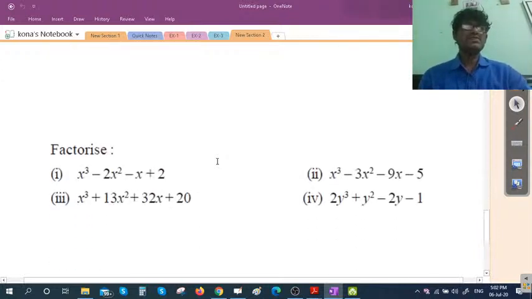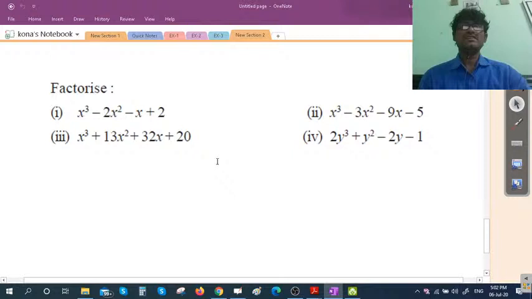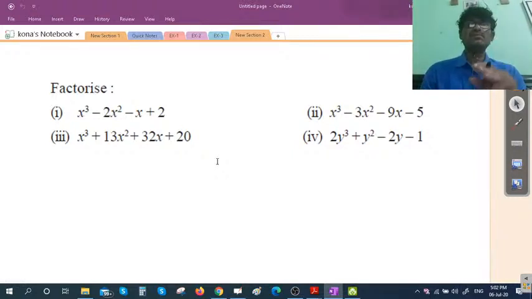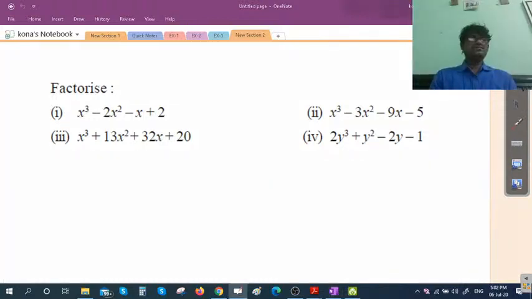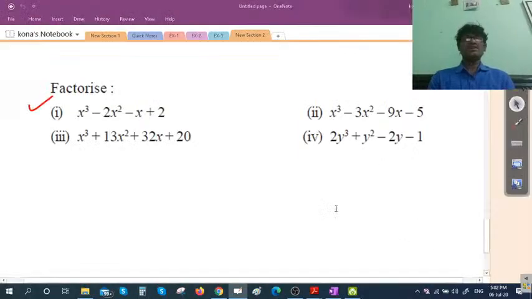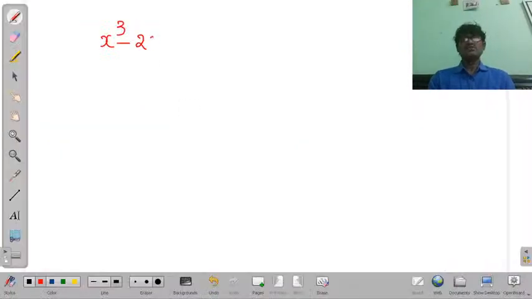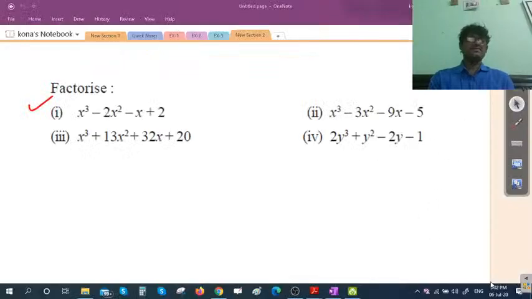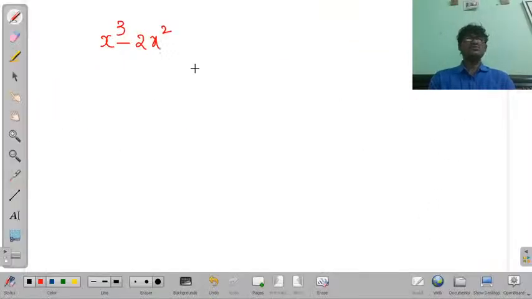Here also, let me do one problem and you take the remaining as homework. Let me take the first one: x cube minus 2x square minus x plus 2.